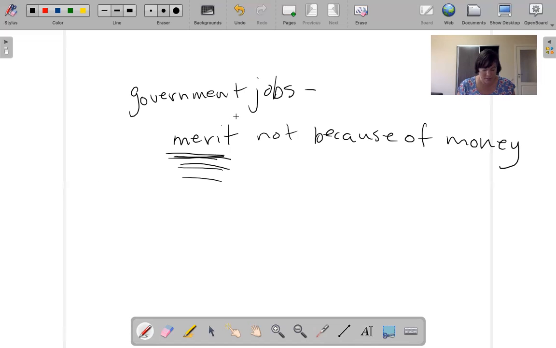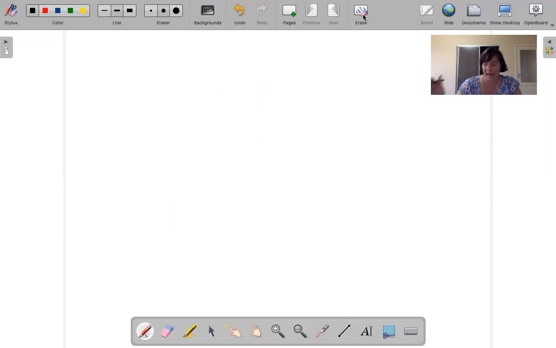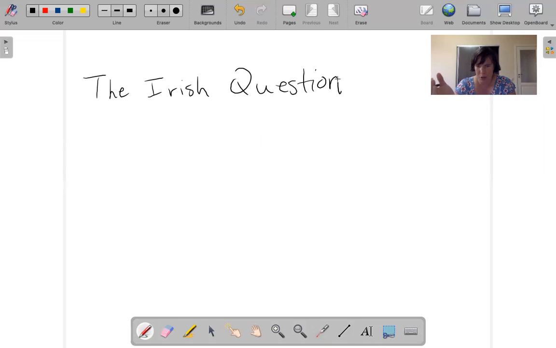And in 1918, women age 30 and up got the right to vote. It wasn't until 1928 that women below the age of 30 could vote. Then we have the Irish question. The Irish question. What is the Irish question?